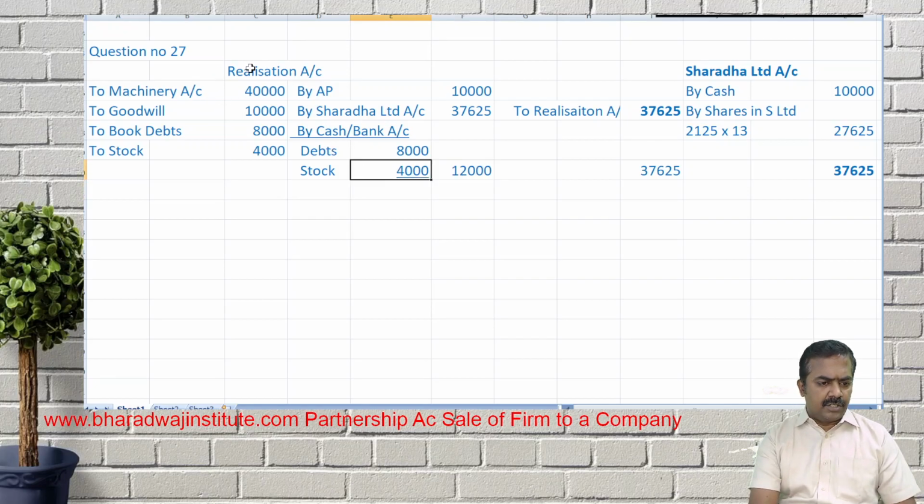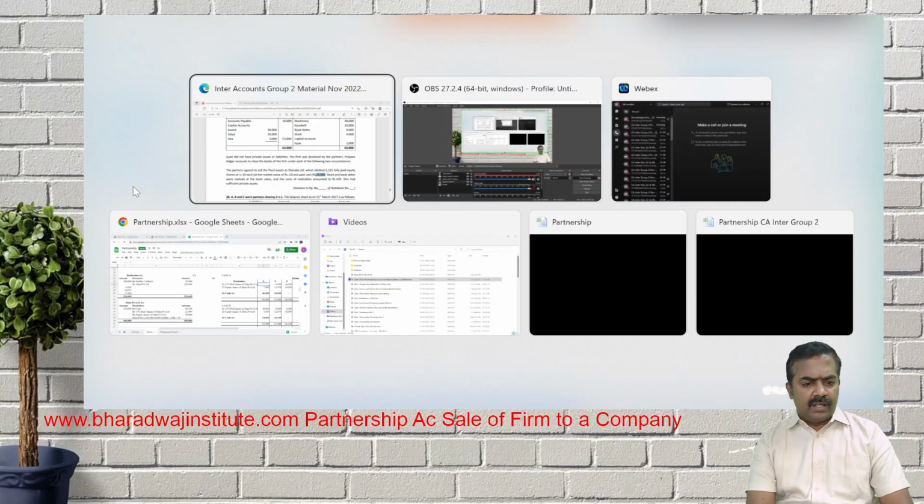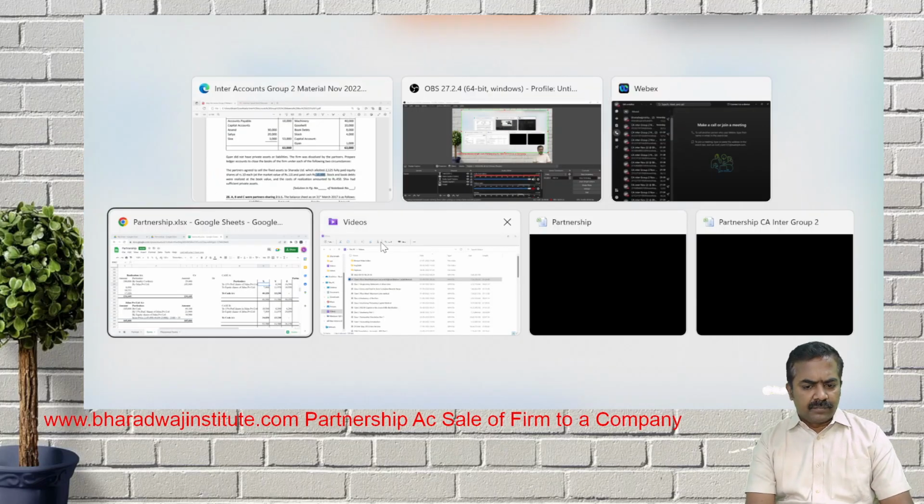Realization expense. Realization account debited, to which account? To cash or bank account. 450. Expenses, how much? 450. And look at the problem. Look at the question.